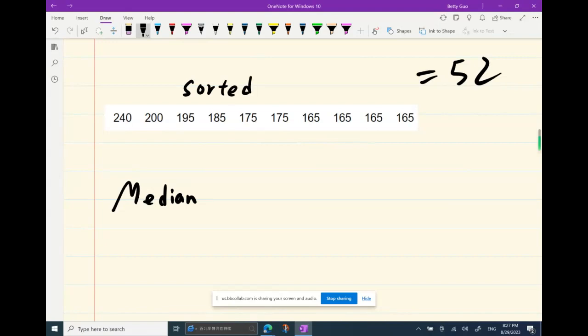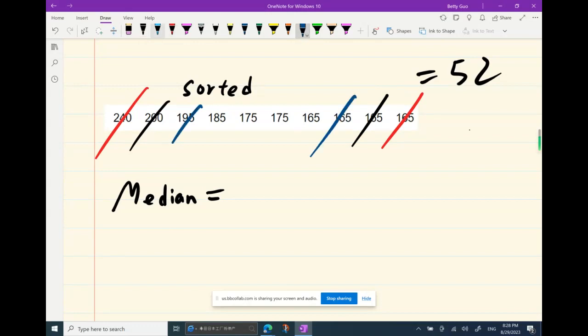And then let me show you how I find the median. Remember, median is the middle of the data set, right? This is how you manually do that. Once you have the data set sorted, you cross out the biggest, the smallest, the biggest, the smallest, and so on, and sometimes we have one value in the middle, and that one value in the middle would be the median.